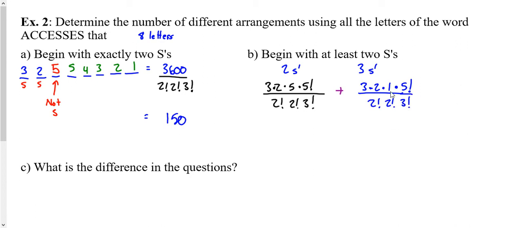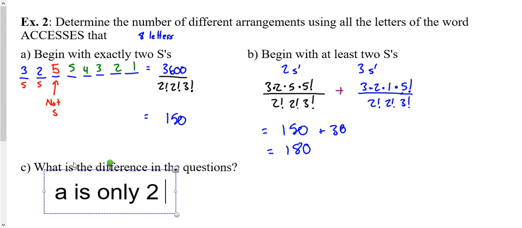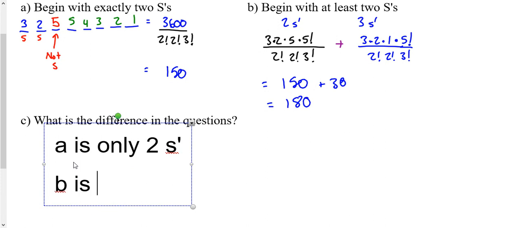There we go. From here, let's evaluate. On the left here, I have 150. On the right there, I have 30. Adding them together, we get a grand total of 180 options. So in part C, what's the difference between part A and part B? Well, maybe I'll type this out instead. A is only 2 S's. B is 2 or 3 S's. And so that's the main difference in the two cases there.